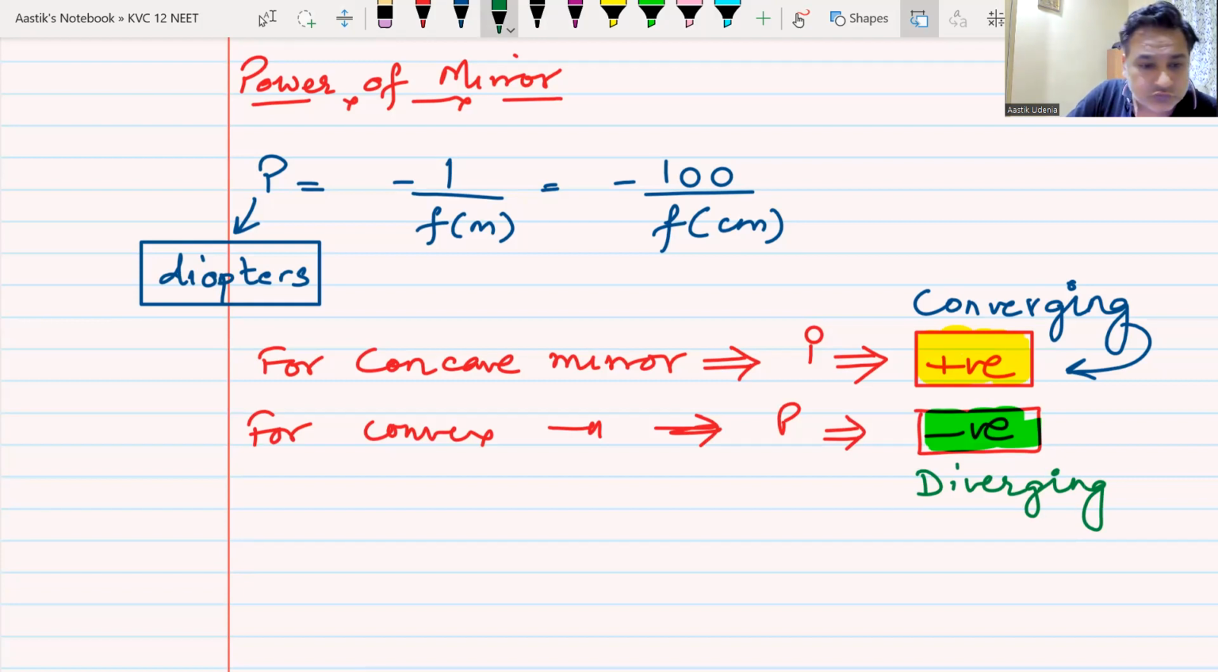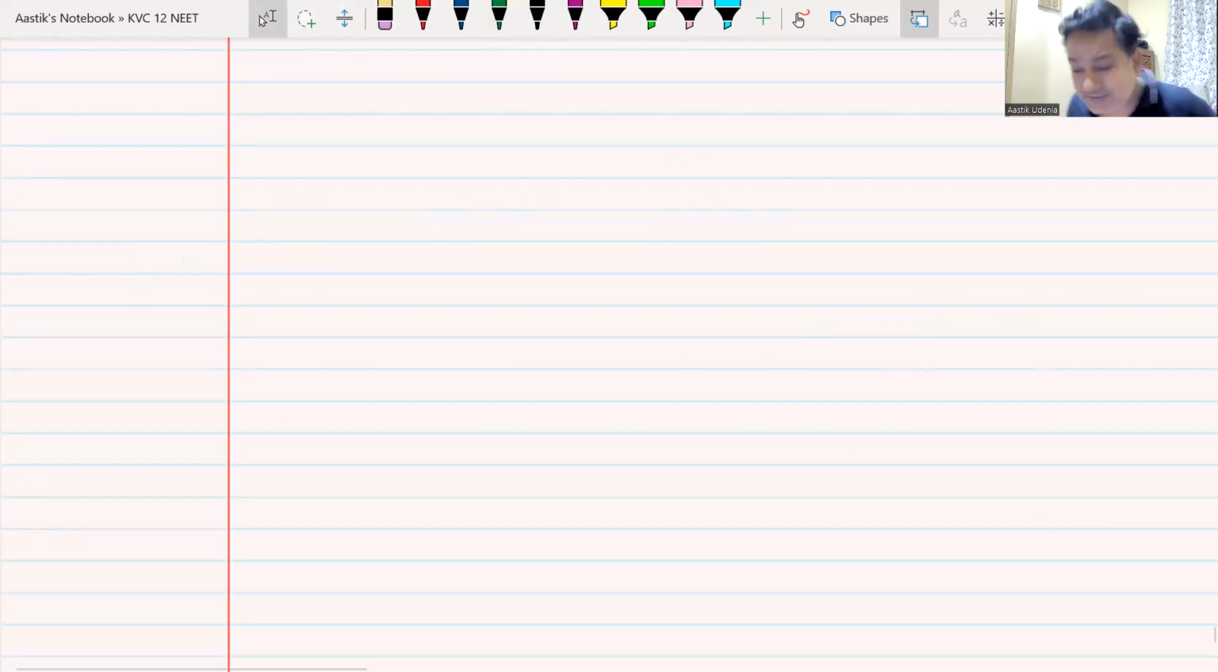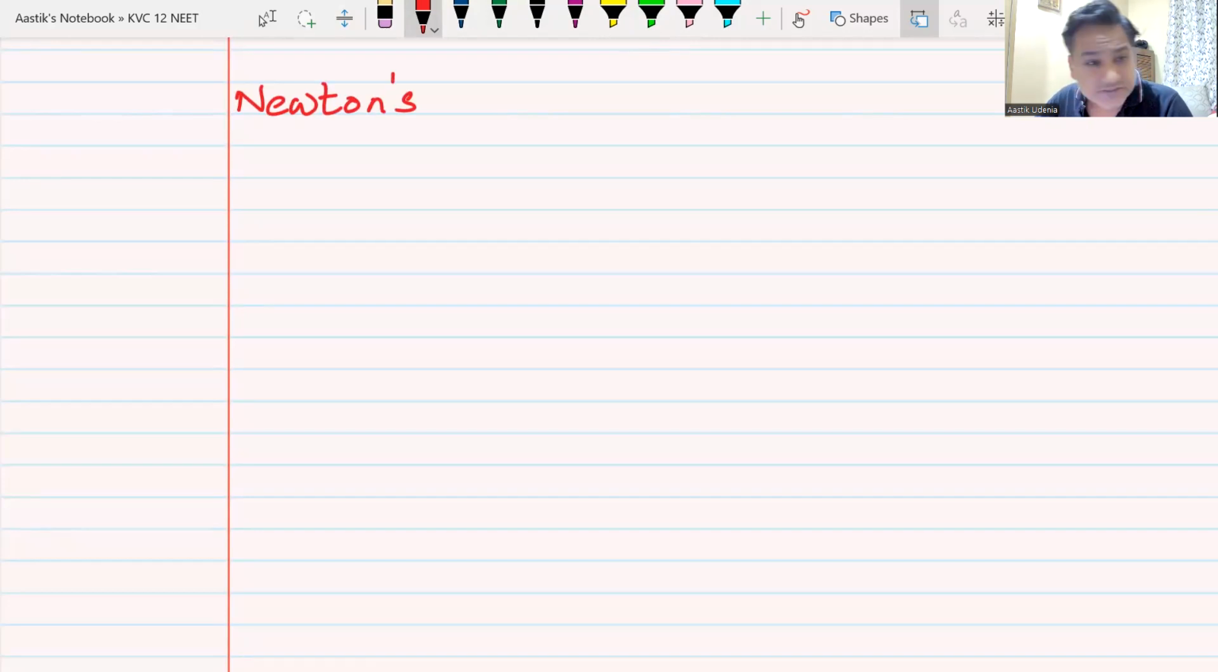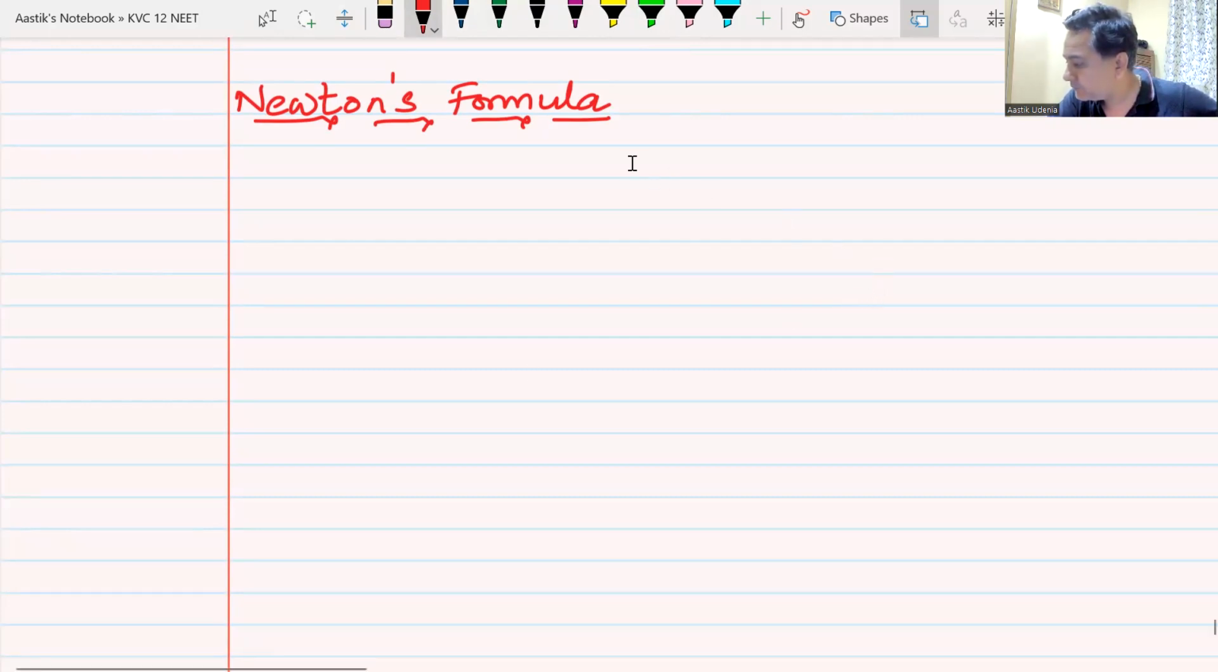Then that takes us to probably the last portion of this particular topic, which is reflection, and that is Newton. Newton comes again. Newton's laws of motion, Newton's laws of gravitation, Newton's laws of cooling. Newton has been everywhere. Newton's formula. Has anyone heard about this gentleman? No, not Newton. Has anyone heard about Newton's formula in optics?